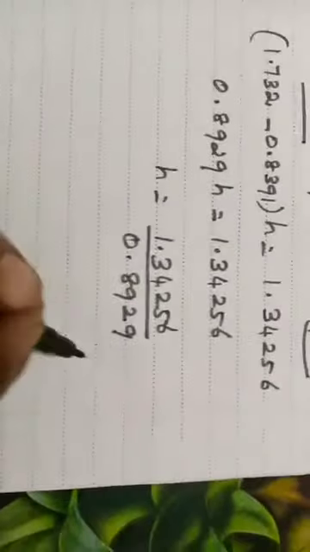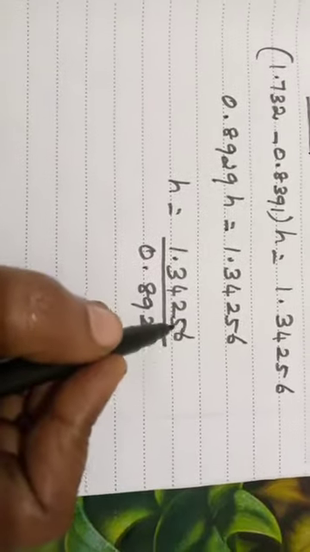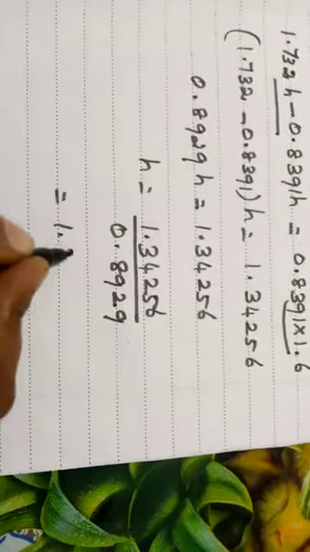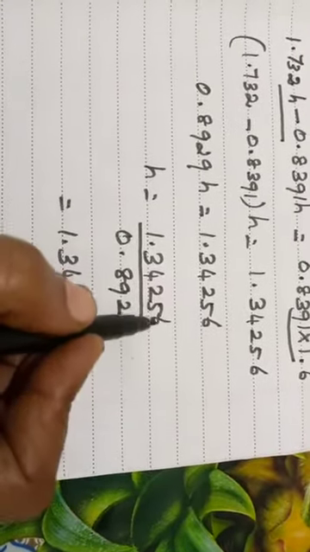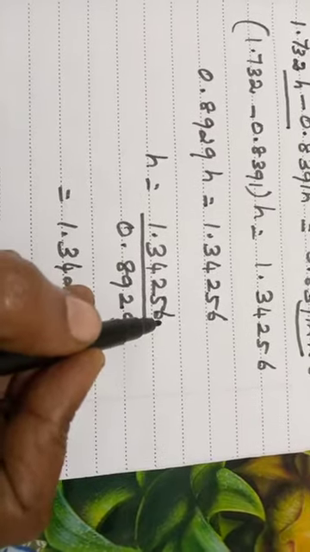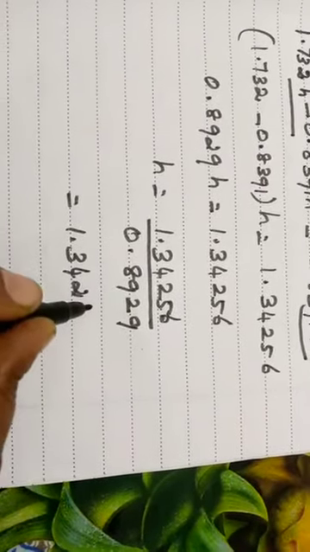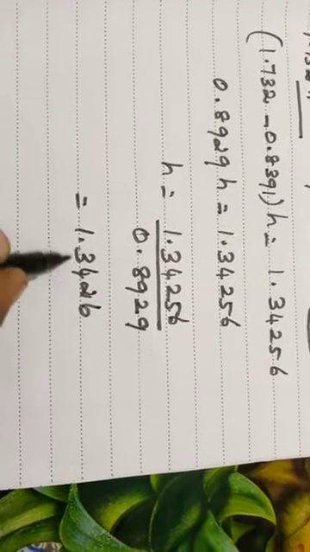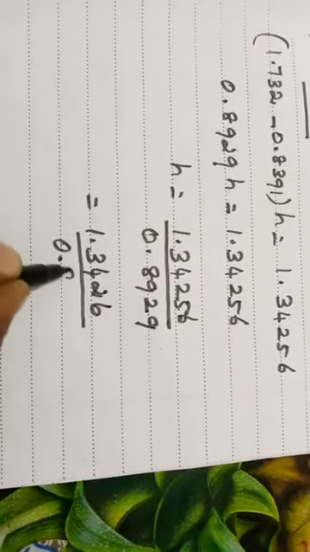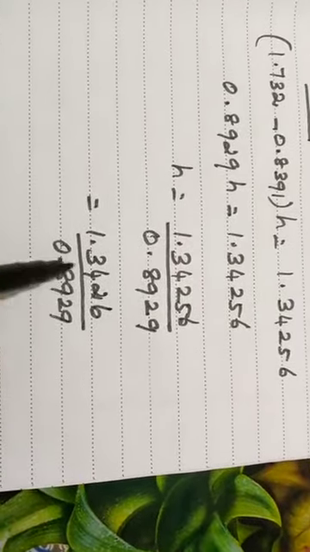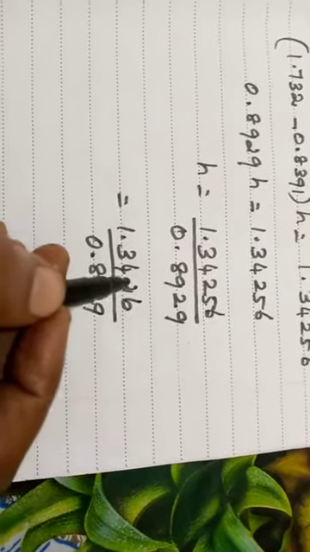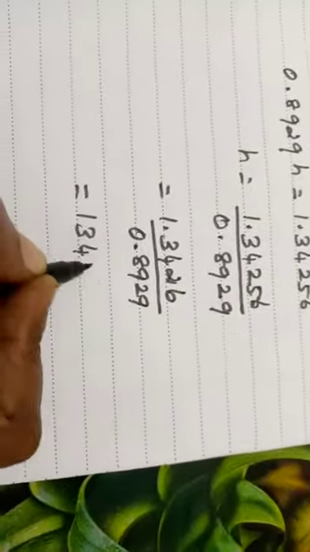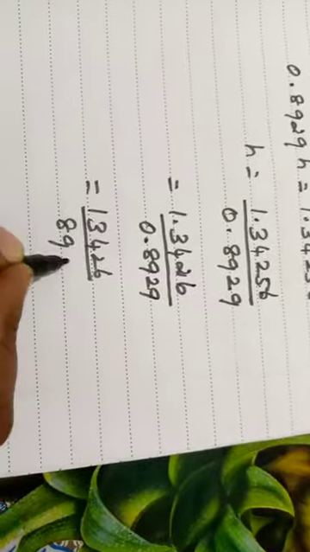Okay. So to cancel this, here 256 is there, no? So it can be written 1.342. Here the last digit is more than 5, so 1 is added to the before digit, so it can be written 1.3426 divided by 0.8929. So to cancel this decimal, here 4 decimal digits are there, up and down multiply by 10,000, so it will become 13426 by 8929.